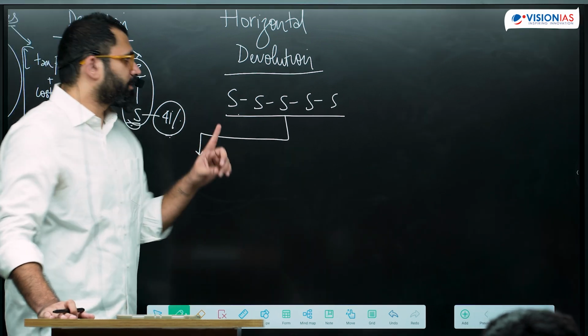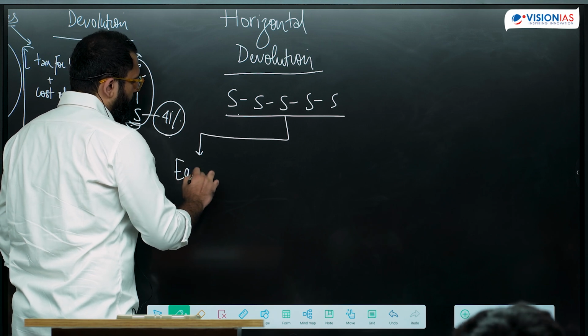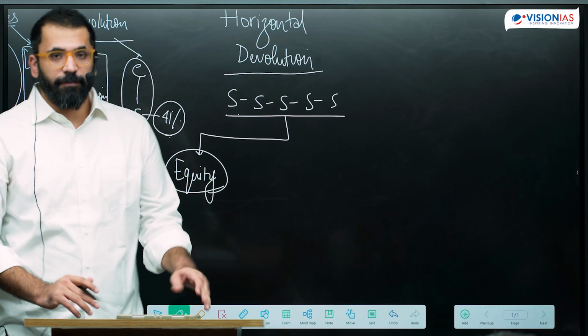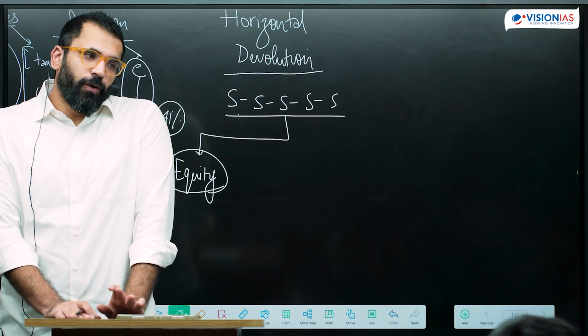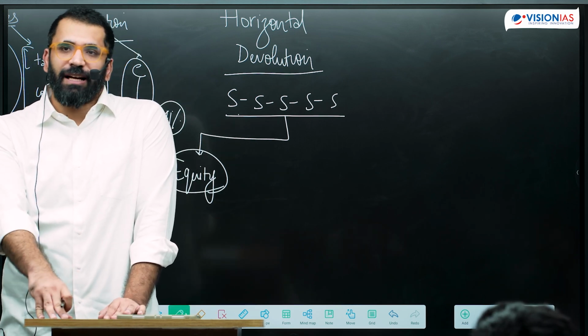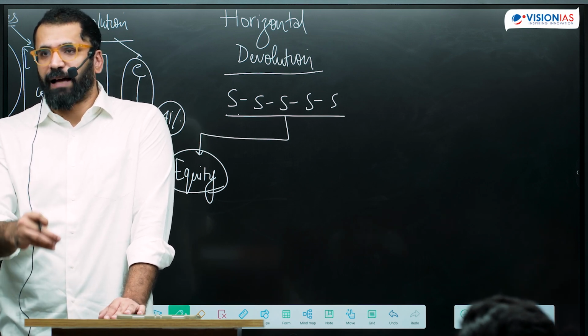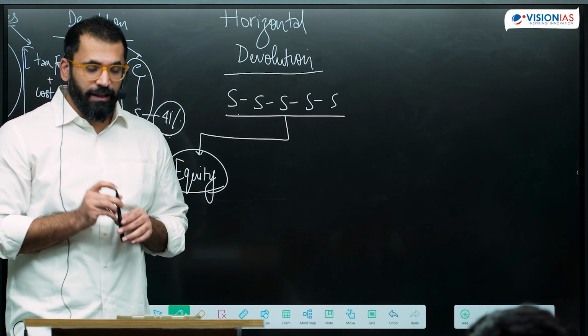So the first principle that determines horizontal devolution is the principle of equity. Equity means that poor states should get more. As per their circumstances, those who need it, they are going to get more. The redistribution aspect of any tax. Any other principle which decides this?